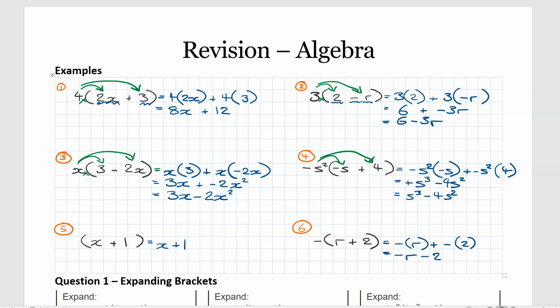So we'll leave it here for now, and then in the next video we'll look at how to expand double brackets.